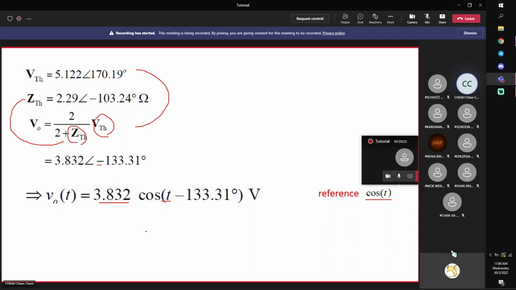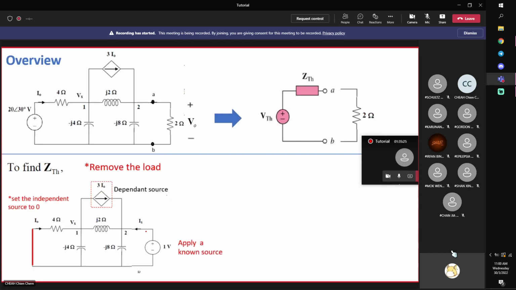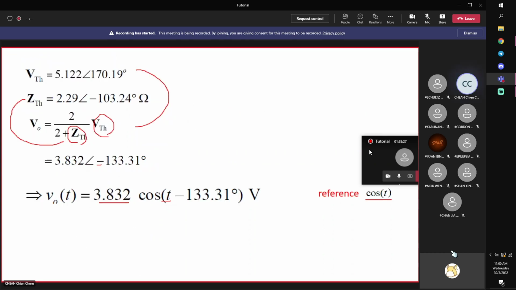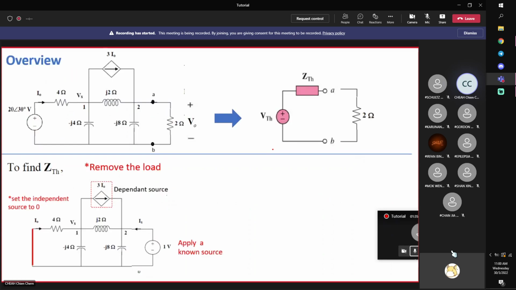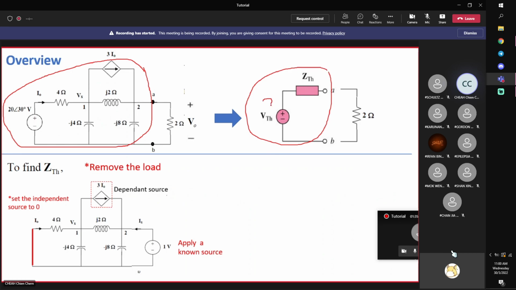Any questions? Okay, so this question is rather long, correct? Let me try to summarize the steps involved. You have this complex circuit where you want to replace everything on the left by the equivalent circuit, which means that you need to find VTH and ZTH, right? Which one to start with doesn't matter, but in both cases you first need to remove the load.